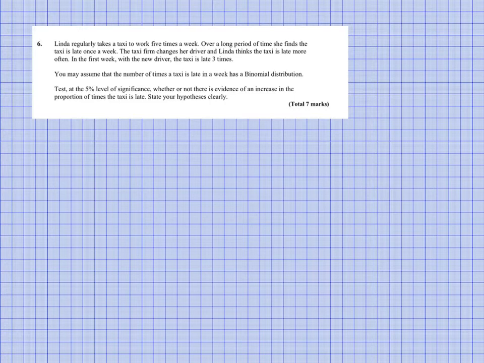We can assume a binomial distribution, so we don't need to do the checks. Test at the 5% level whether or not there's evidence of an increase. Okay, state our hypothesis clearly and all of that. Let's begin then by deciding what our test statistic is. Well, L, the test statistic, is the number of times the taxi is late.